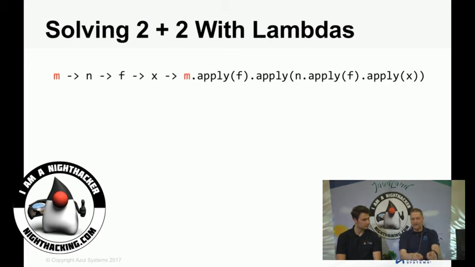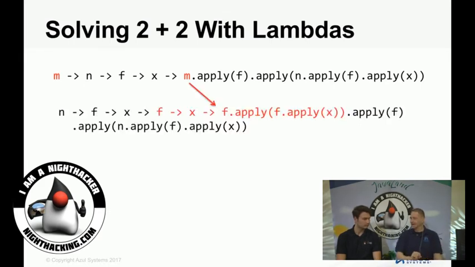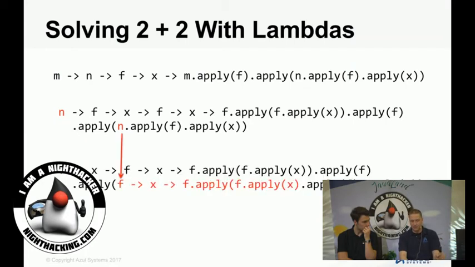So we replace m with the lambda expression for 2. And we get this. So we eliminate m, but we replace it with the lambda expression for 2. Yeah, makes sense. Obviously now we have n, which is also going to be 2, so we take that and we replace n with the lambda expression for 2.